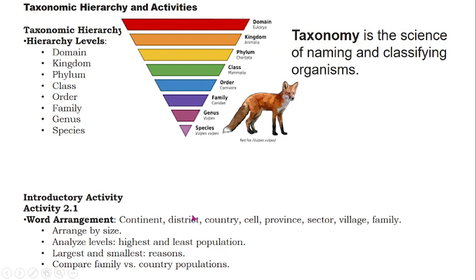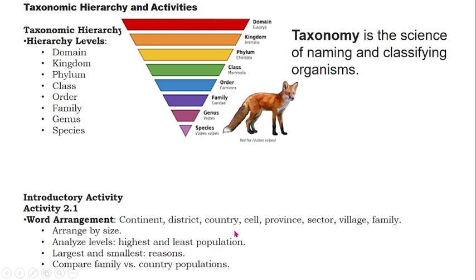After district, we have a sector. After sector, we have cell. After cell, we have a village. After village, we have a family. So based on this arrangement, we are going from the largest to the smallest. On the continent there are many people and many countries, and even the cultures are different. As you go down to your family, you become more specific.